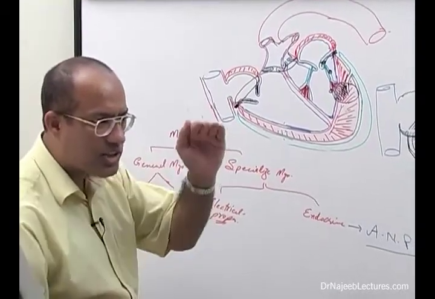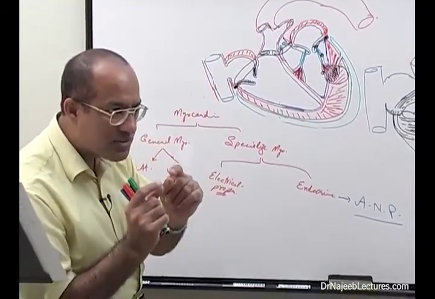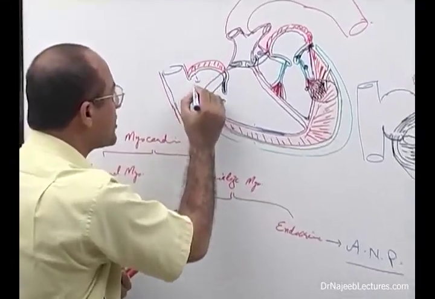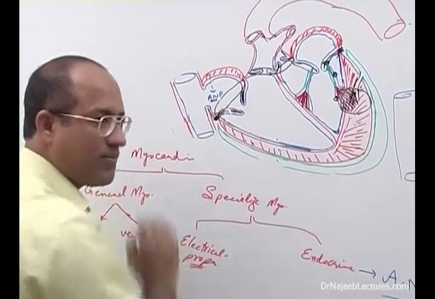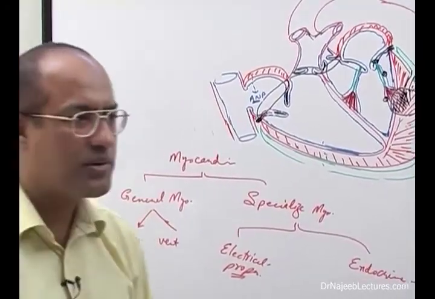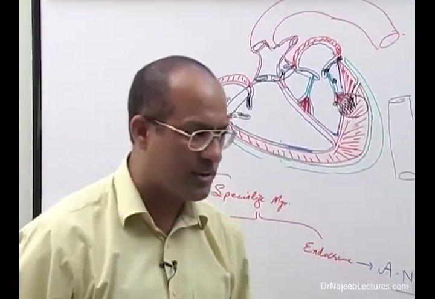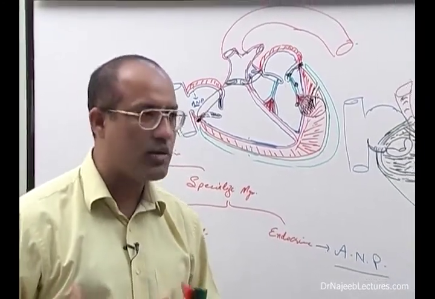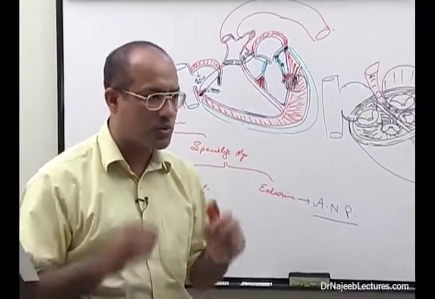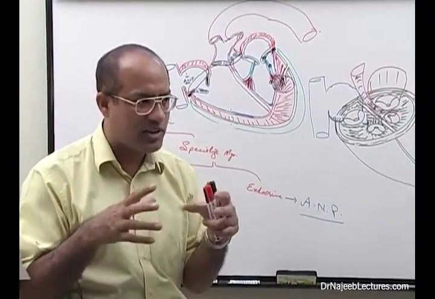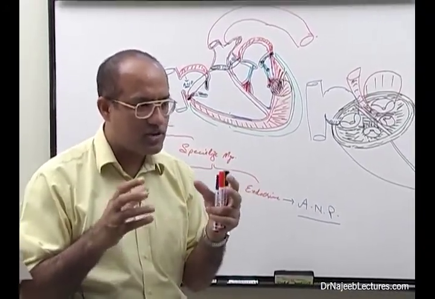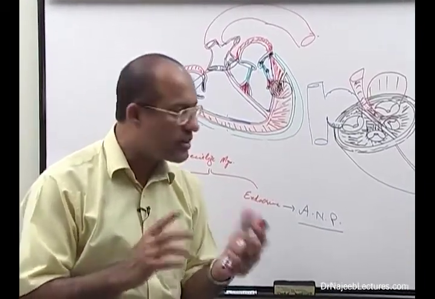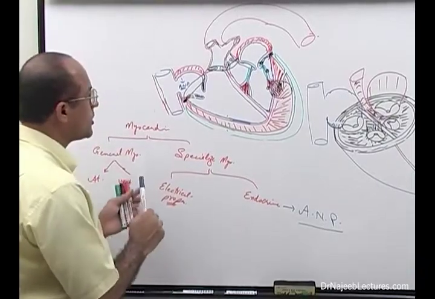Whenever atria stretch out, some of the atrial myocardial cells release atrial natriuretic peptide. Again, what really happens whenever your body is fluid overloaded, especially when the blood volume is too much, right? The venous return to the right heart and the left heart both become too much. And when atria are distended or stretched out, then certain atrial cells release atrial natriuretic peptide. Now, what is the function of atrial natriuretic peptide?